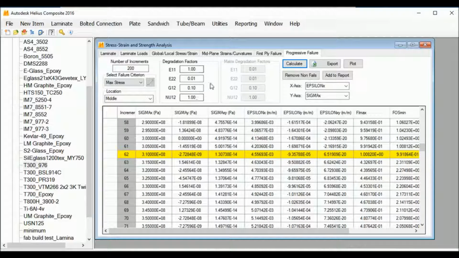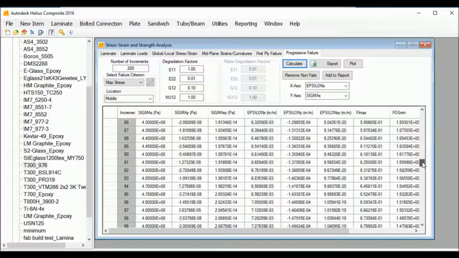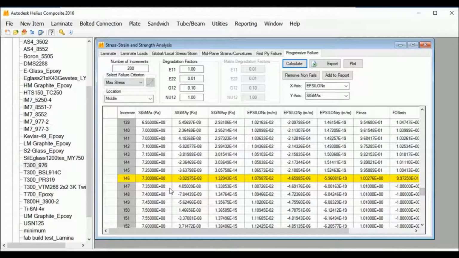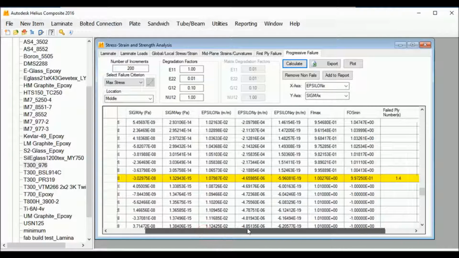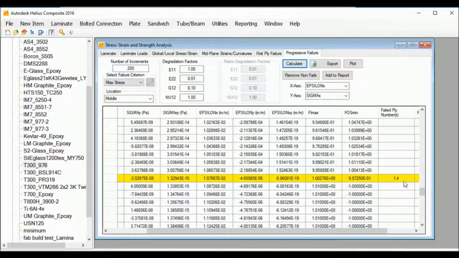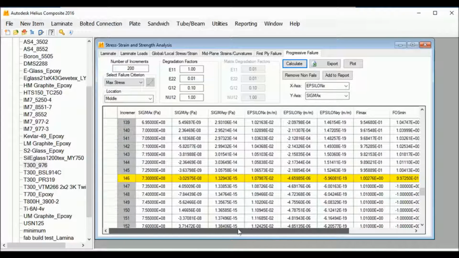What we do here is to degrade the properties of the failed plies, but the longitudinal plies are still able to carry stress, and so we can go on down this table, and eventually we find another row in yellow at 730 megapascals, and that corresponds to the failure of plies 1 and 4. That's the two outer 0 degree plies. So we had first ply failure at about 310 megapascals, ultimate failure according to this failure criterion at about 730.